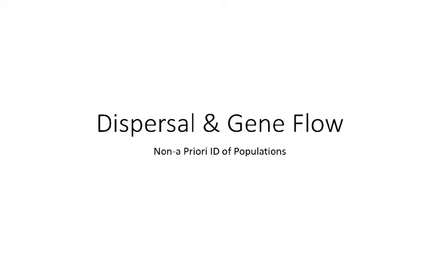In the past video, we talked about ways to quantify gene flow using molecular methods if you already know which populations are which. In this video, we're going to talk about some non-a priori methods where we don't have these preconceived ideas of what populations are there, but rather we let the data tell us that information.